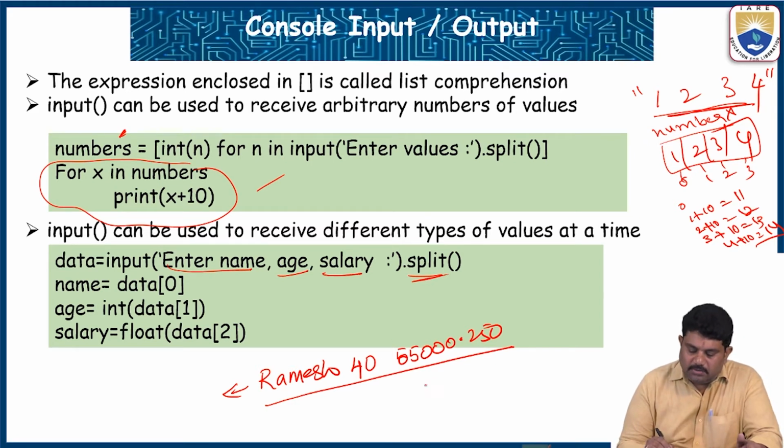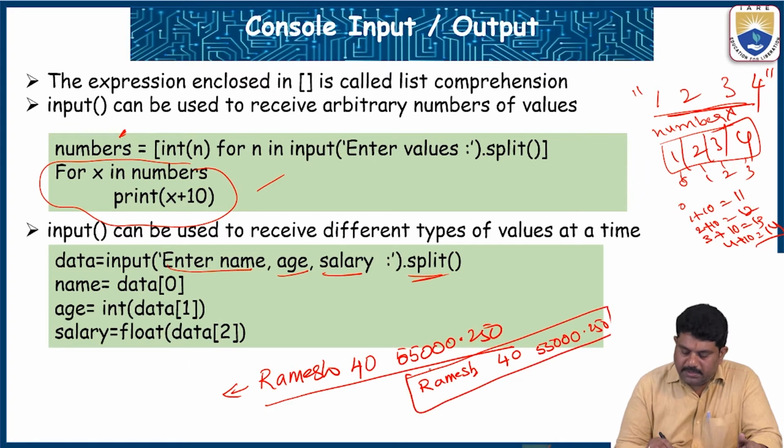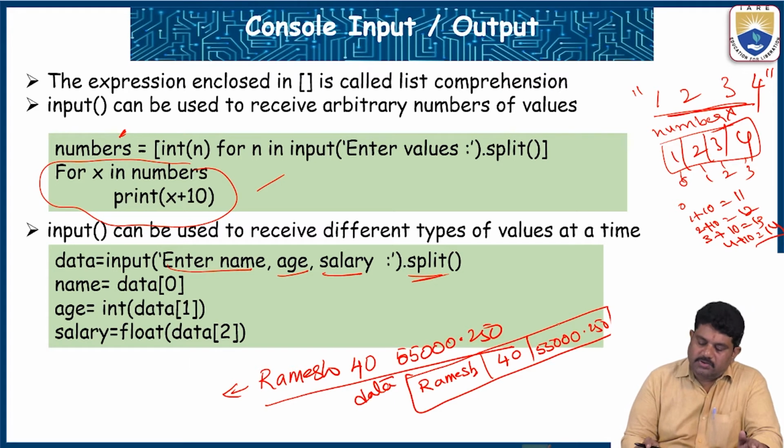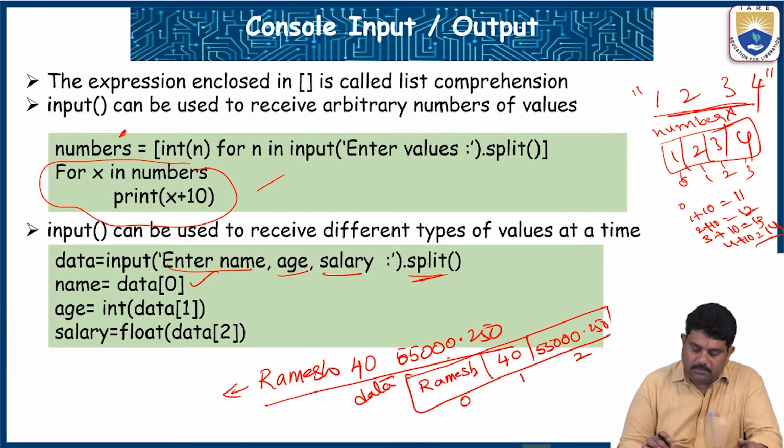By splitting, it stores the data like this: Ramesh, then 40, and then 55,250. This is the data in this case. Now these are strings. It is a string array, for example. In the first statement, 0, 1, 2 are the indexes to refer to a particular value. If you want Ramesh, data of 0. If you want age, data of 1. If you want salary, data of 2, like that.